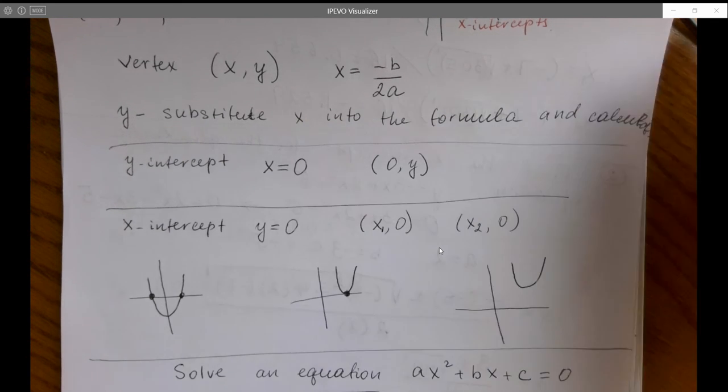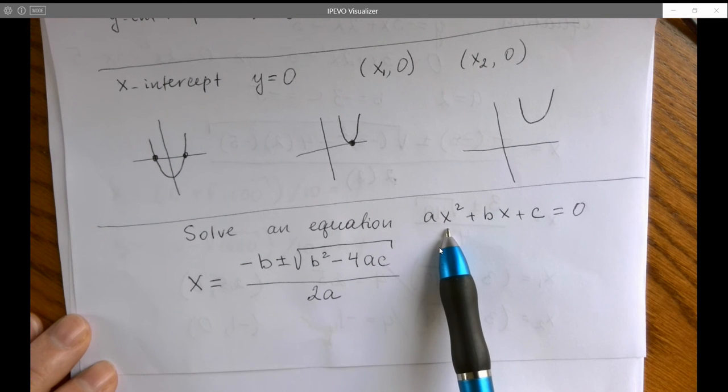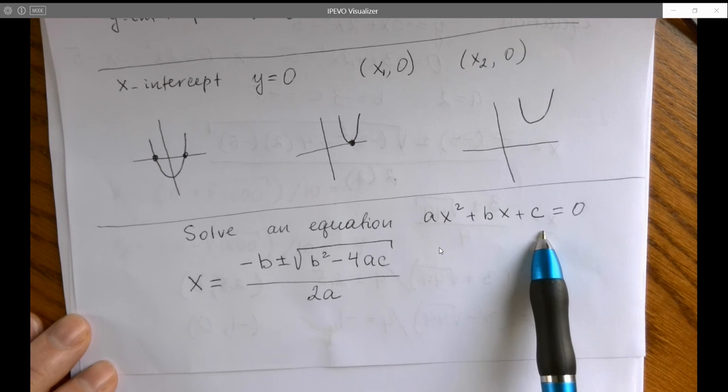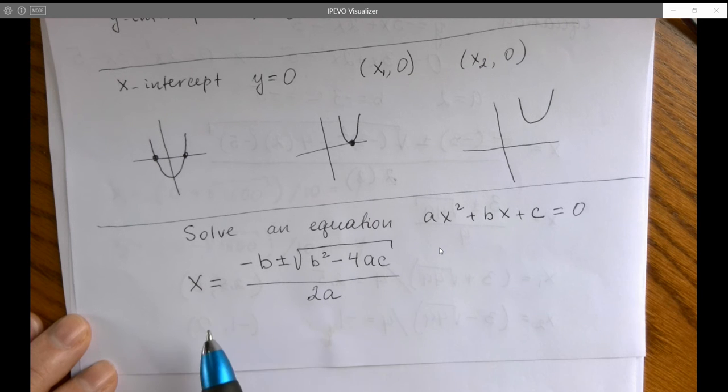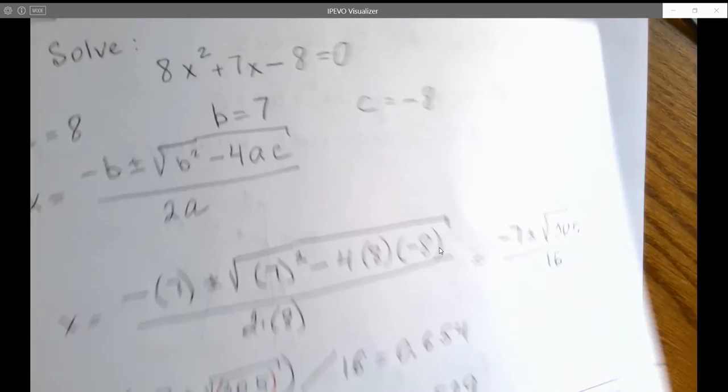In order to solve the equation ax to the second power plus bx plus c equal to 0, you have to use the quadratic formula. And you need to remember this formula for the test, for the final exam. Let's review a couple of examples.